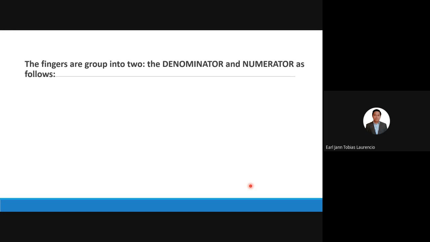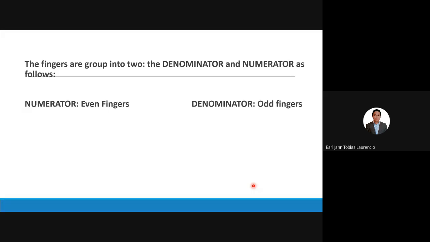Okay? Now, in the primary classification, this is how we are going to group the numerator fingers and the denominator fingers. The numerator fingers are the even fingers, while the denominator fingers are the odd fingers.